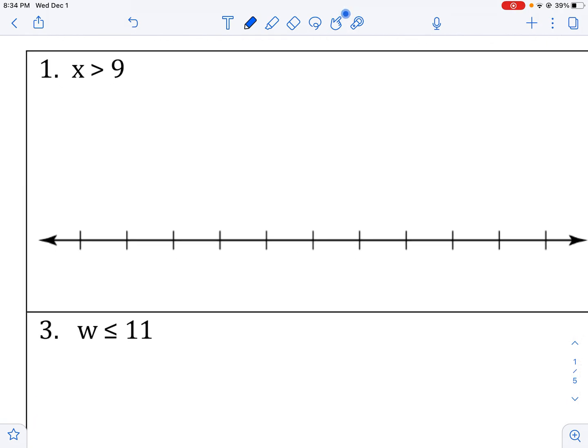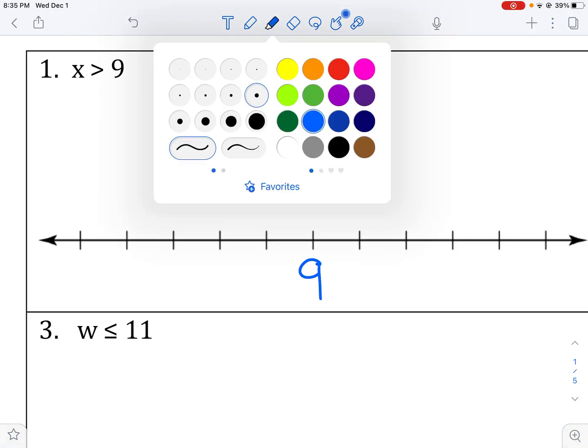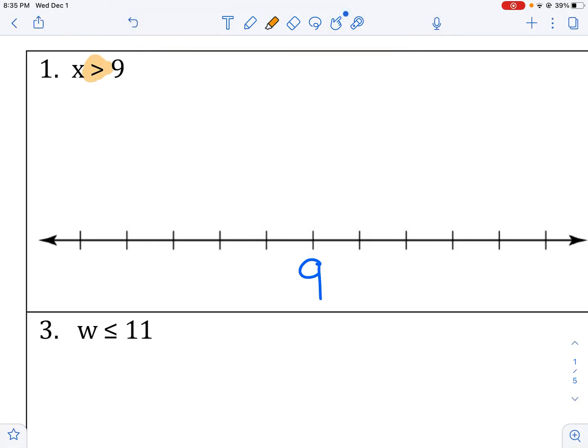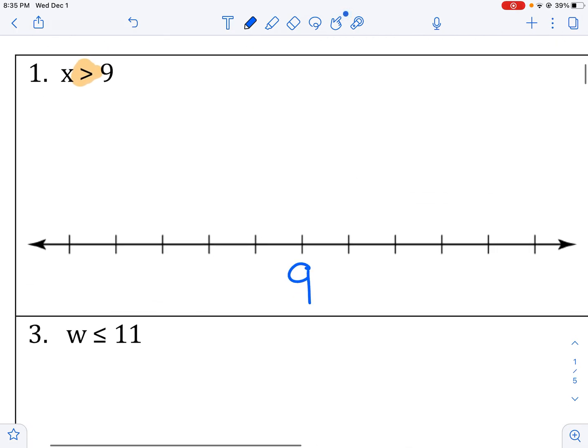If I'm given a blank number line, I want to put that number right in the middle. And the first thing I should ask myself is, do I have an open circle or a closed circle? Here, 9 would not work. 9 is not greater than 9. There's no bar underneath my inequality. So that would be an open circle. And what does this say? This says x is greater than 9.